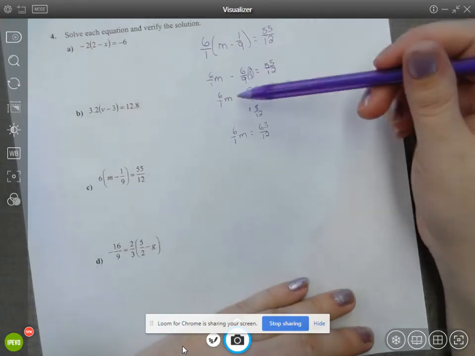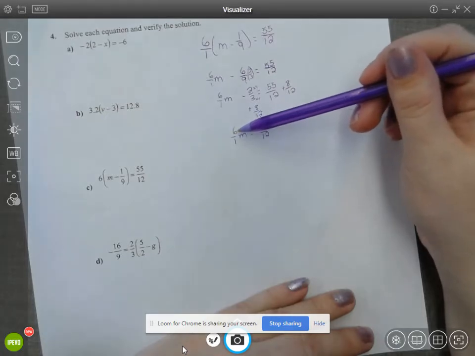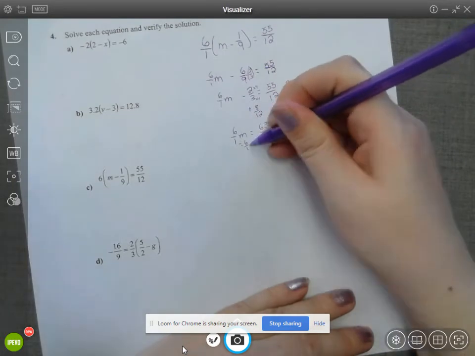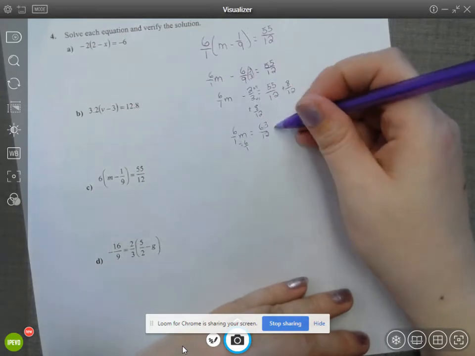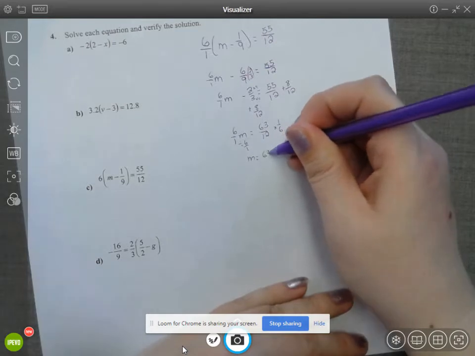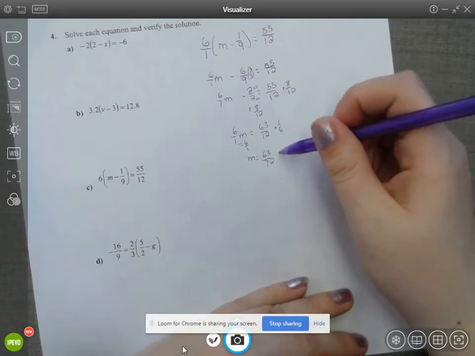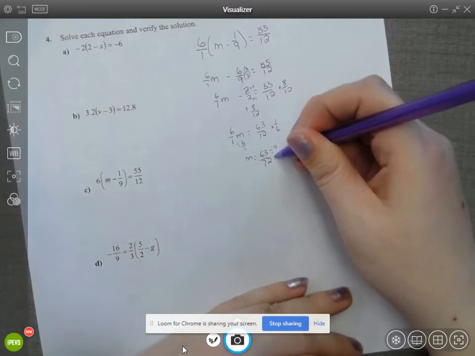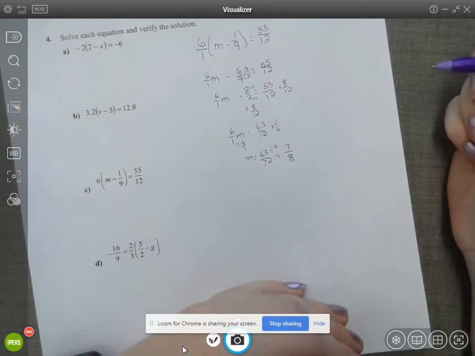Okay. Next step would be to get the variable by itself. So when it is next to it, that means it is a multiplication. So the opposite of multiplying by 6 out of 1 would be to divide by 6 out of 1. And we all know that when we divide, we are actually multiplying by the reciprocal, which means that m is equal to 63 out of 72. And then I can simplify my fraction by dividing it by 9. What I do to the top, I make sure I do to the bottom, which gives me 7/8.